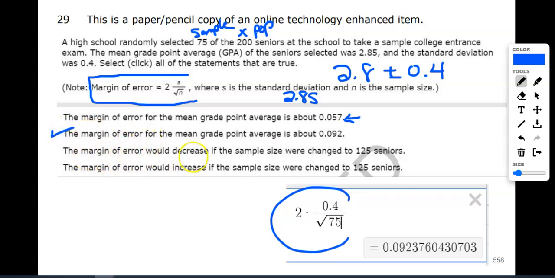The margin of error would decrease if the sample size were changed to 125. Now, we already used 75 and we went to 125. So by doing this, we're increasing the number of people we're surveying, which is going to decrease our margin of error. So we definitely want that one. And we don't want the option that says the margin of error would increase by increasing our sample to 125, so we don't want that one.